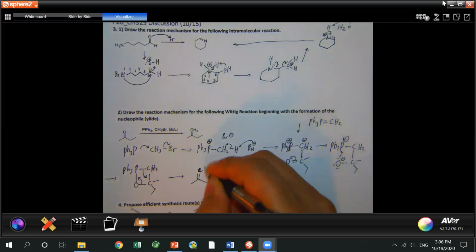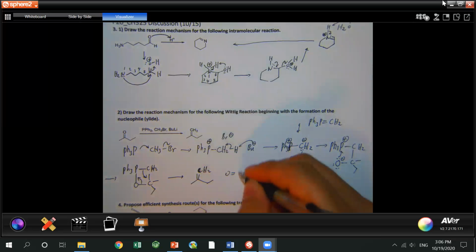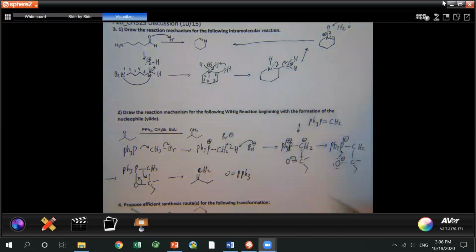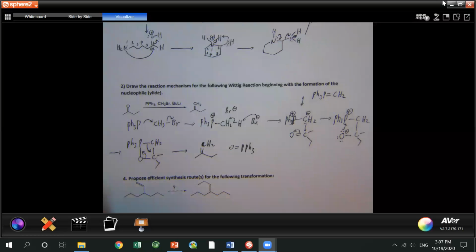CH2, and then trifluorophosphine oxide. Okay, so that's the Wittig reaction. So make sure you know how to draw it. Very likely there's a similar question in the exam tomorrow.